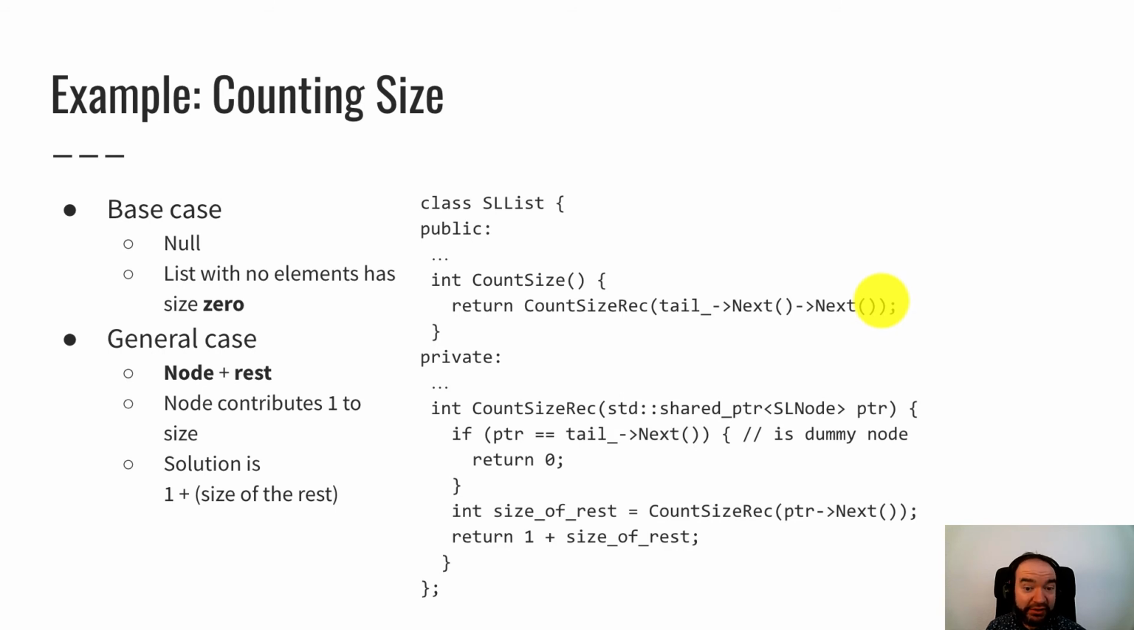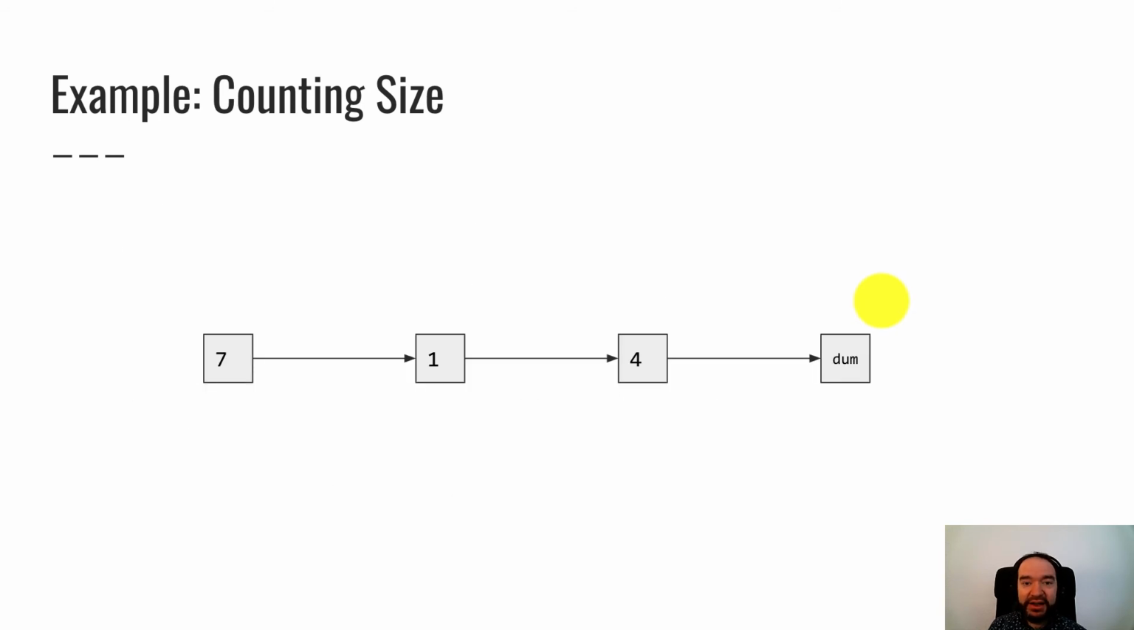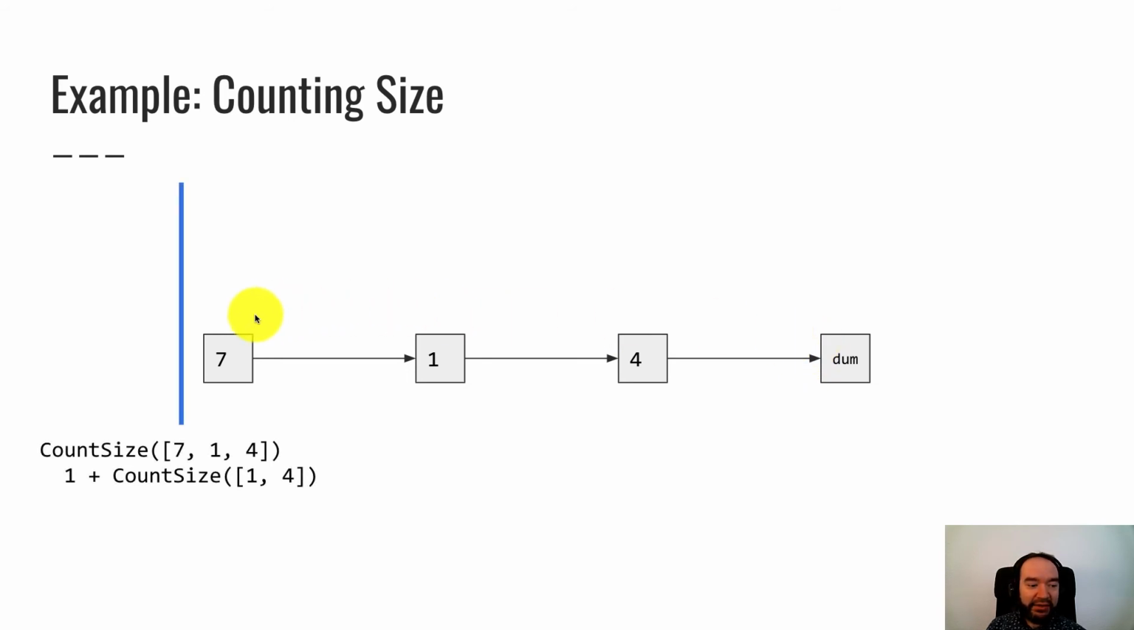So this works. This calculates the size. Let's kind of visualize how this works. So let's say I've got this same list. I've got 7, then 1, then 4, then the dummy node. So to begin with, I count size on the first node, which is the 7. So I'm counting the size of the 7, 1, 4 list.